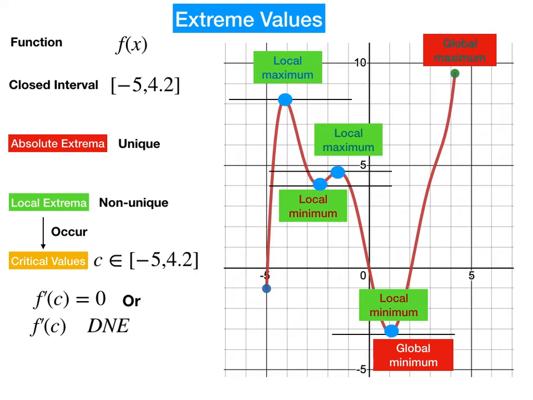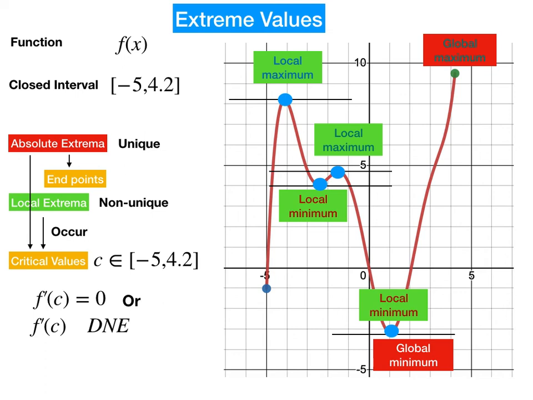In this example, you can see that the global minimum occurs at one of the critical values, which is 1. And the global maximum occurs at one of the endpoints, which is at 4.2. So if a global maximum and or global minimum exist, they should occur at either one of the critical values or one of the endpoints if we're looking at a closed interval.